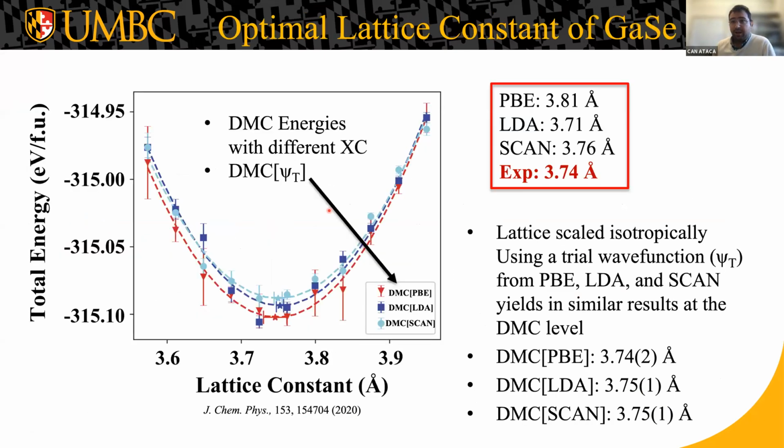So first things first, we have relaxed our geometry. We are trying to find the optimal lattice constant here. When we just do plain DFT, just PBE, SCAN or LDA here, the results are all over the place, and we have the experimental value as well. It is 3.74. But when we use wave functions generated from different functionals, and do quantum Monte Carlo on top of those, what we are converging to is very close to the experimental value. So this is a good sign. It shows the power of DMC, that we are not getting that much of an effect from the functional that we are starting from. And from now on, we are going to use the SCAN wave function geometry on top of that. So let's move on to the next slide.